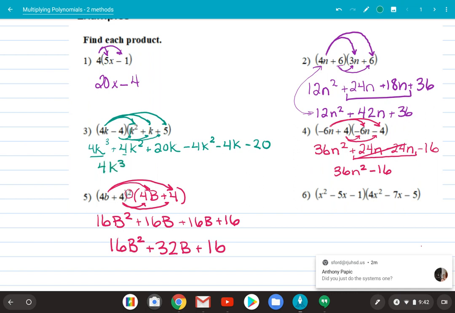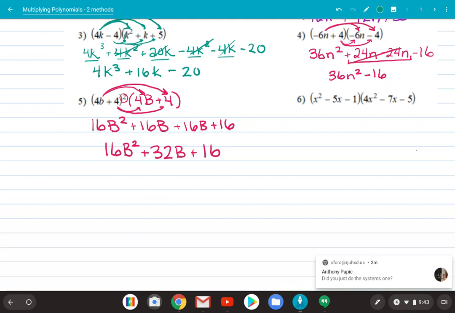Then we look at the squares. 4k squared minus 4k squared crosses out. 20 minus 4, we'll get 16k. And then our last one, -20. Now, the big one. This little nasty one.